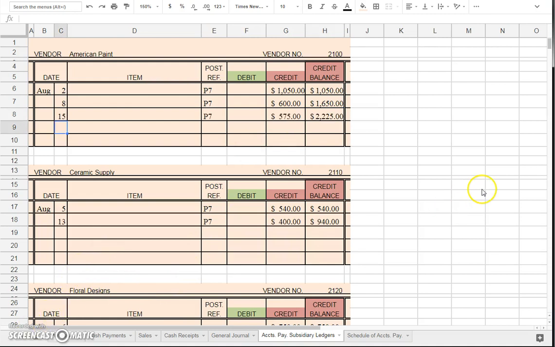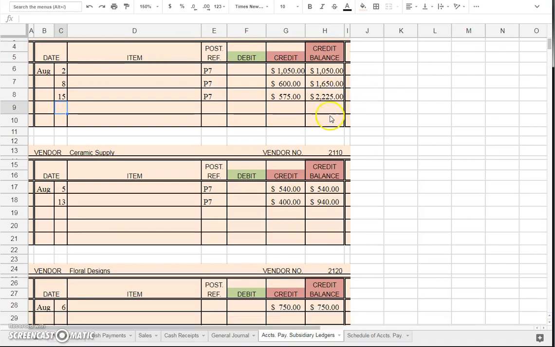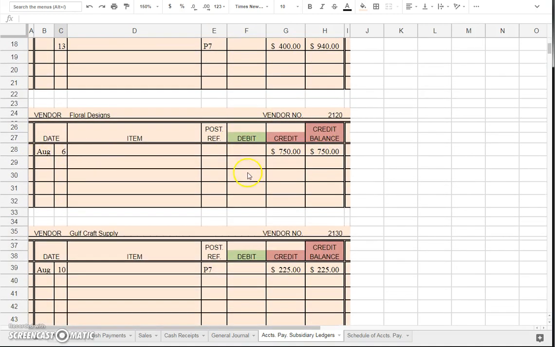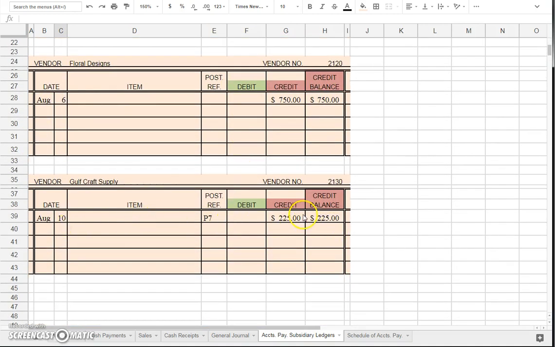Okay, we're back, and you can see that I have filled in the last 3 transactions from the purchases journal. So I have 3 transactions in American Paint. My balance is $2,225. Ceramic Supply has 2, Floral Designs has 1, and Golf Craft Supply has 1.